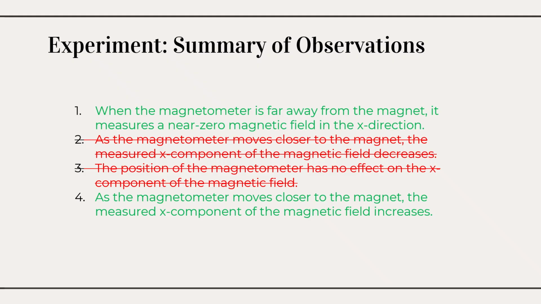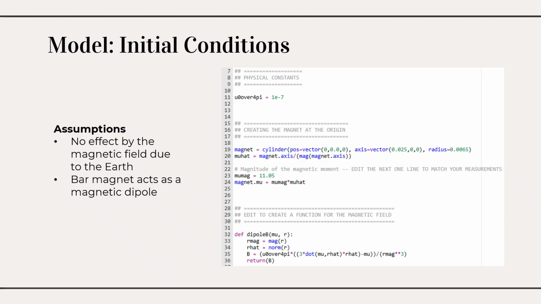4. So when the magnetometer is far away from the magnet, it measures a near zero magnetic field in the x direction. And as the magnetometer moves closer to the magnet, the x component of the magnetic field increases. So these two are correct. The others are false.